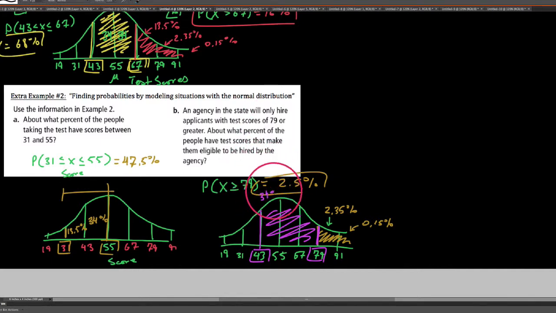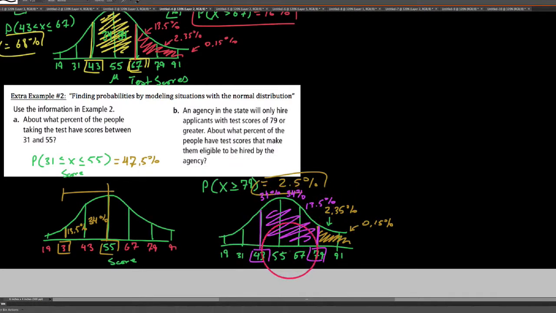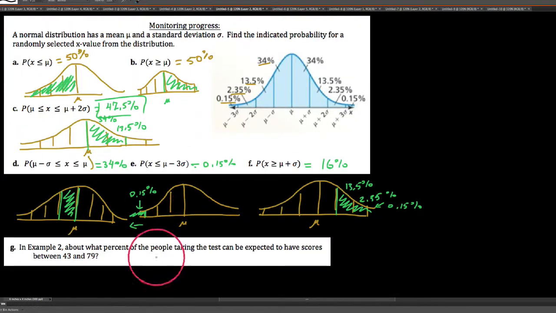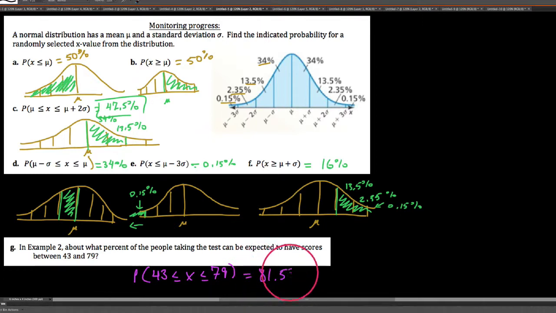We can see that we get a 34% section, a 34% section, and one of our 13.5% subsections. So we would get 68 plus 13.5, which is 81.5% of the population. To answer this question, the probability that our x value was between 43 and 79 is, and let me pull my calculator up here again, 81.5% of the population.